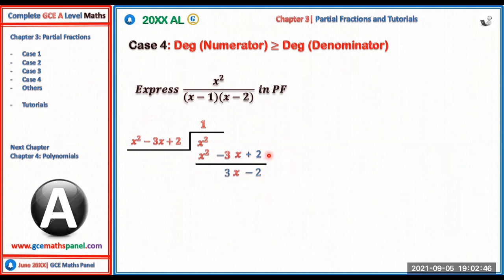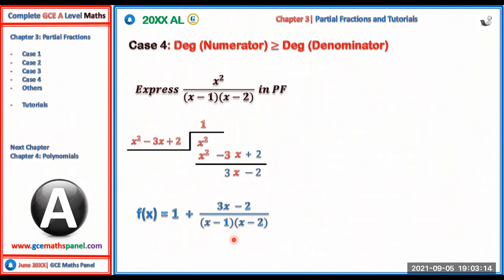So in partial fractions, this one can now be written as f of x is equal to this quotient, which is 1, now plus the remainder. The remainder is 3x minus 2, all that on this denominator. So we have 1 plus this remainder, all on this denominator, x minus 1 into x minus 2. And this is what we have.